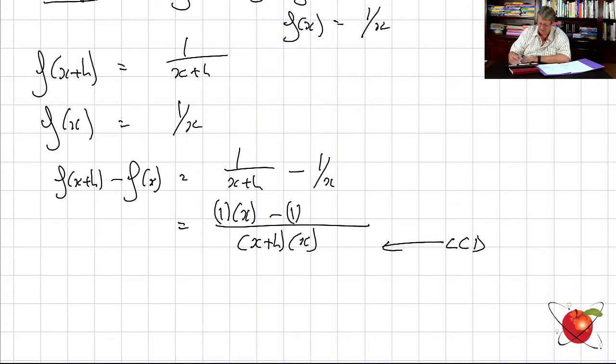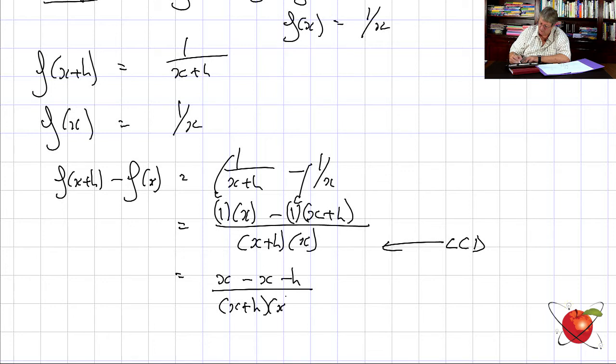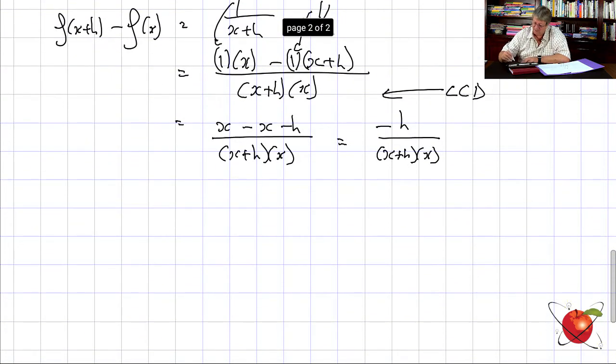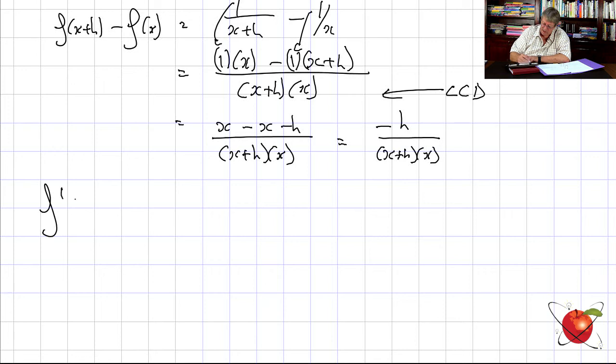Minus 1, that's the 1 coming down, remember? Whatever is on top there comes down. Times x, minus 1 times x plus h over there. Which gives us x minus x plus h over x plus h times x. Which gives us, hang on, that's minus h over x plus h times x. My next thing is then to say, right, I am being asked f prime of x.